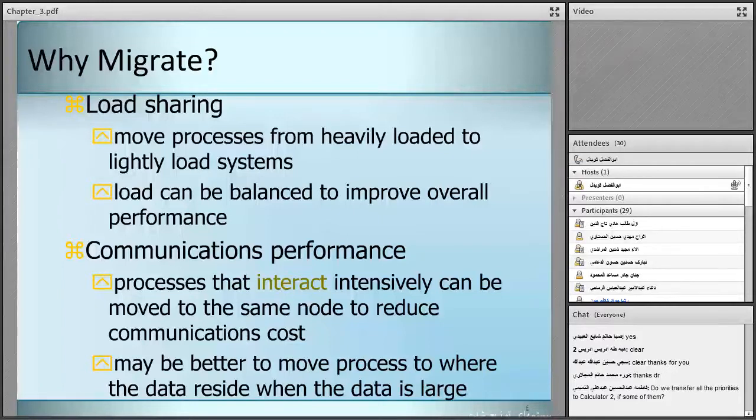Fatima asked, do we transfer all the properties of the process? It depends.